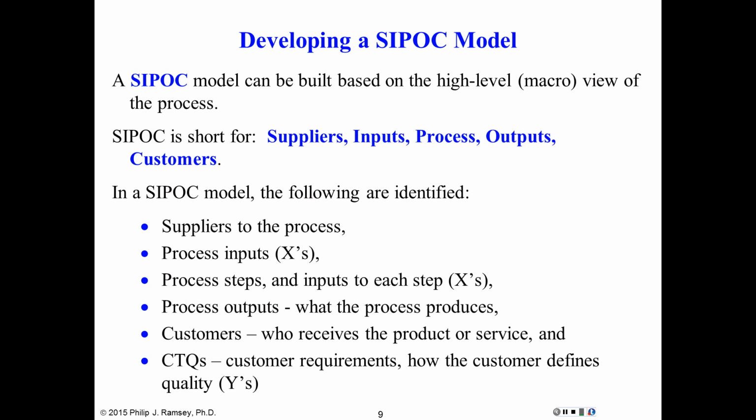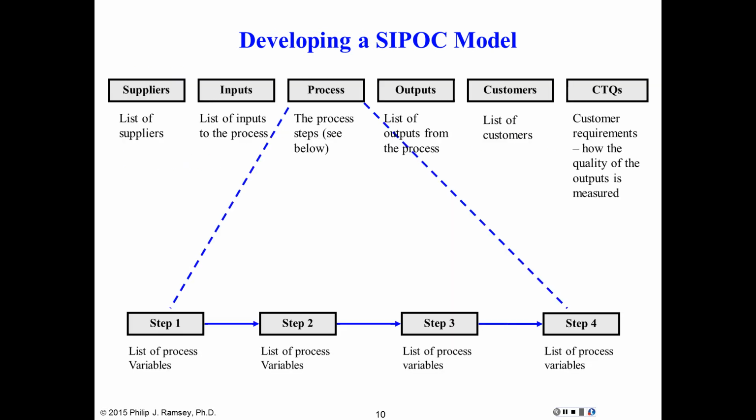They may supply you with something, and then you do something to it, and then you send it back to the customer. And then CTQs, critical to quality, these are used a lot in continuous improvement. They're basically the things you measure, the outputs of a process that are important to customer satisfaction. Okay, so here's a basic SIPOC model.